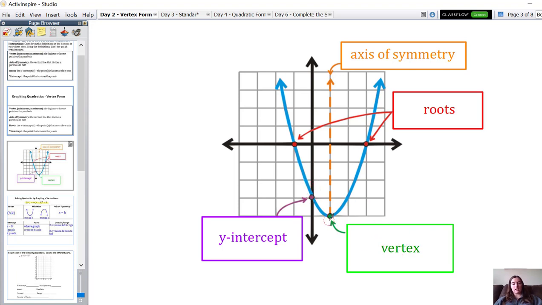And then the vertex is, in this case, the lowest point on the parabola. If our parabola was upside down, it would be the highest point. So in this situation, we have a minimum, and if it was upside down, we would have a maximum.